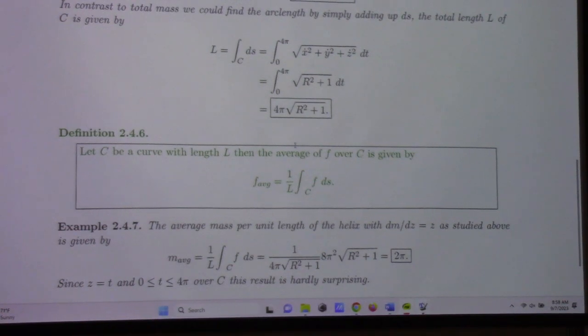Which I said is not hard. I said that's hardly surprising. I guess that makes sense. It starts out at 0, and then the mass per unit length gets all the way up to 4 pi at the end of it, right? So if you've got a linearly increasing thing and it goes from 0 to 4 pi, making the average is not surprising. Now those of you who had physics, this might be more familiar to the idea I'm using.